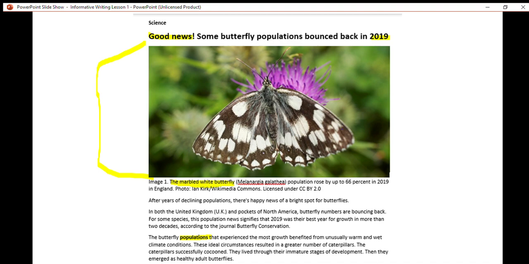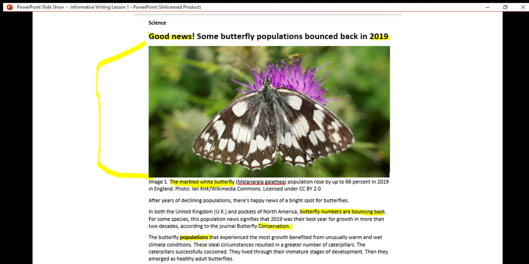And I see some facts and details about butterflies. So it says butterfly numbers are bouncing back. For some species, the population news signifies that 2019 was the best year for growth in more than 2 decades, according to the journal Butterfly Conservation.